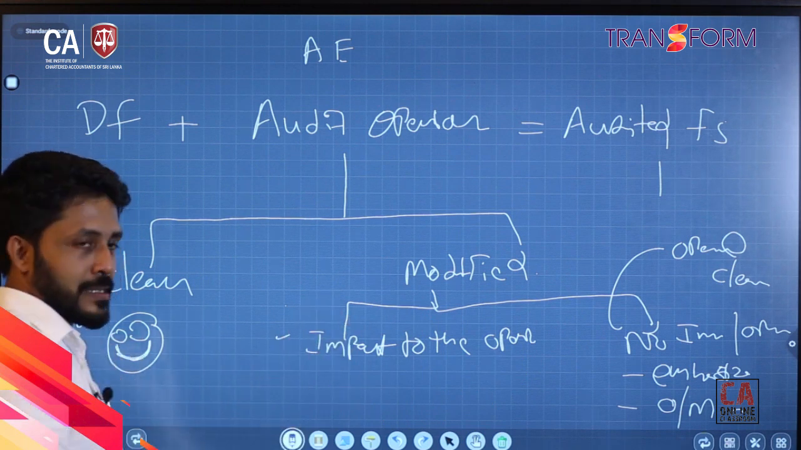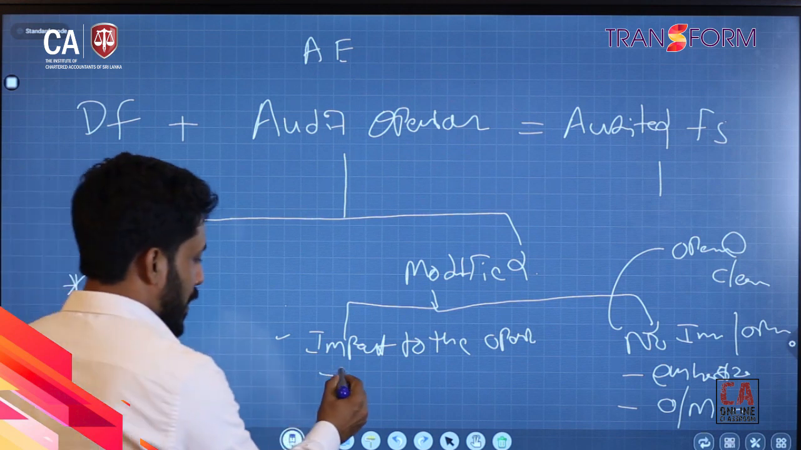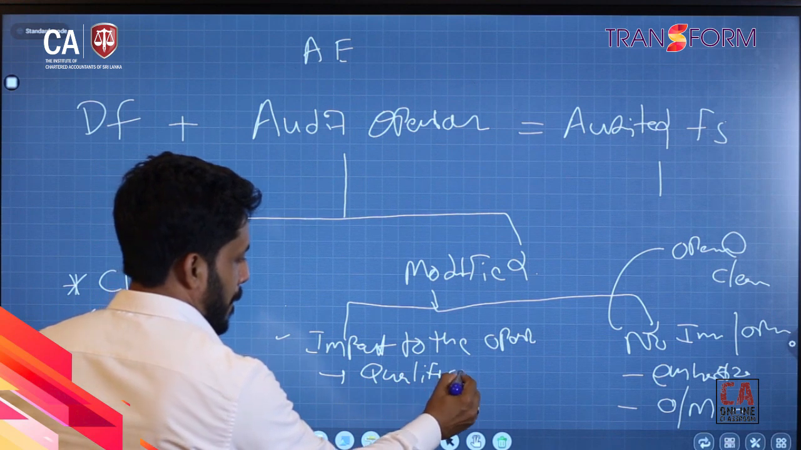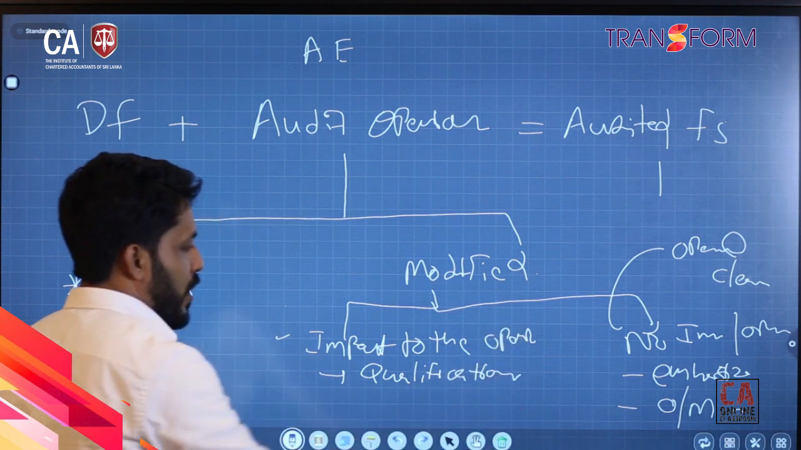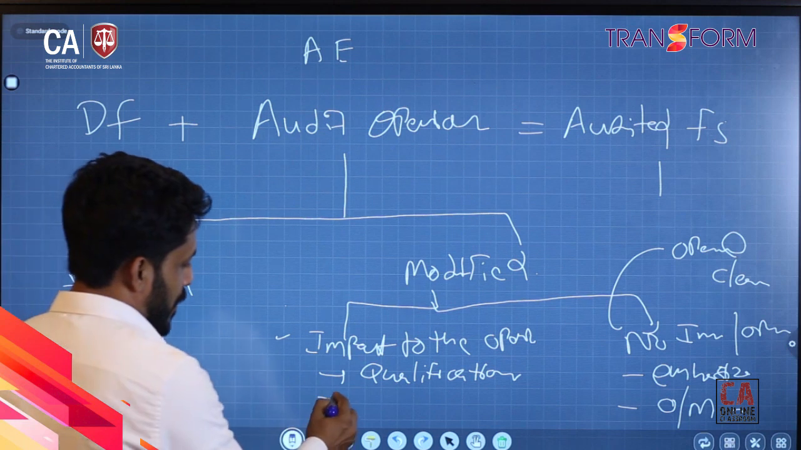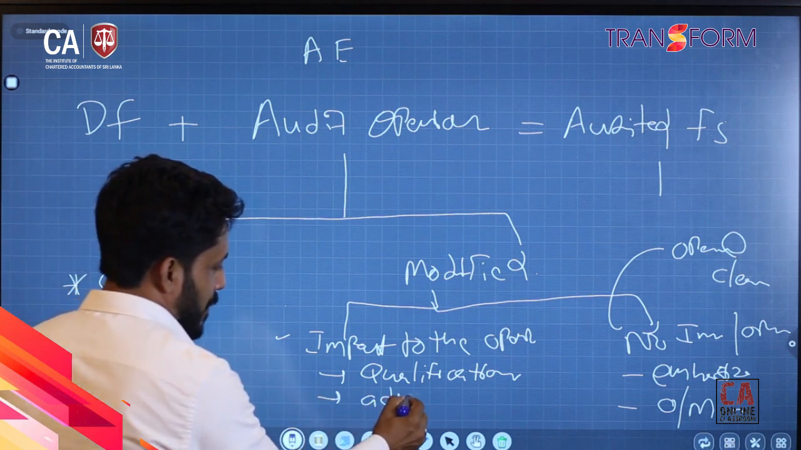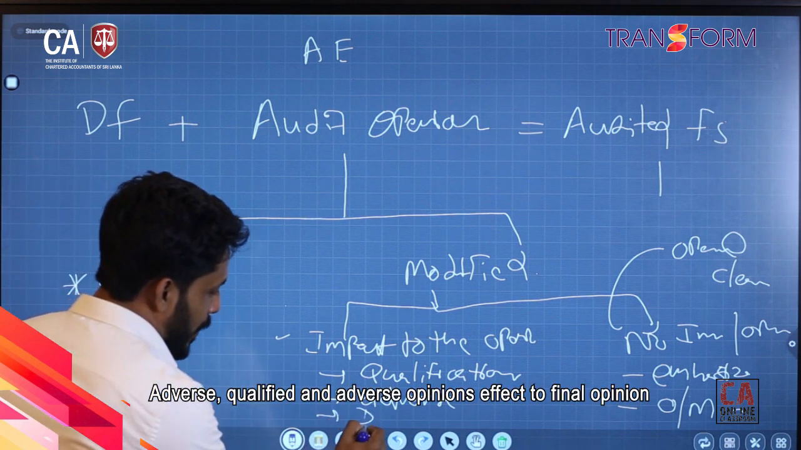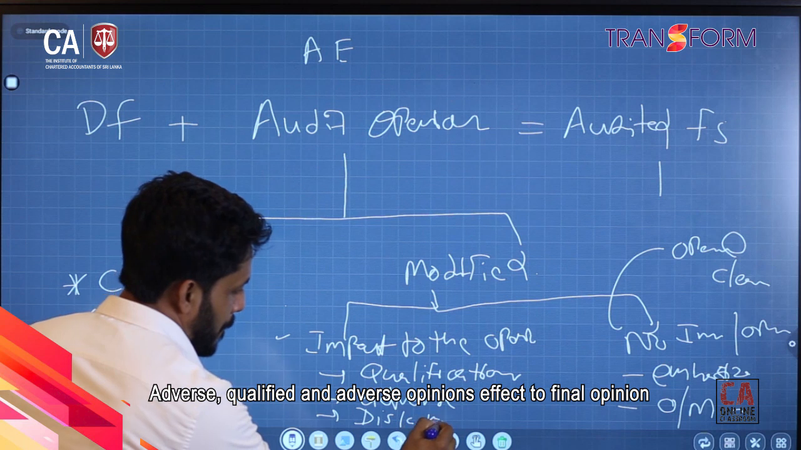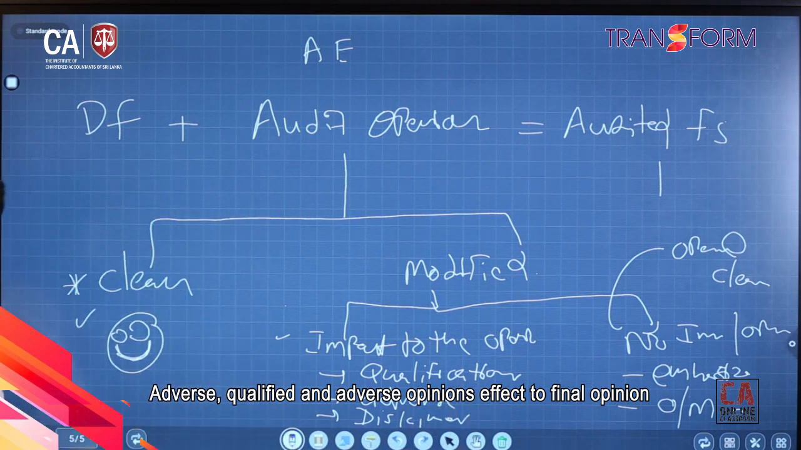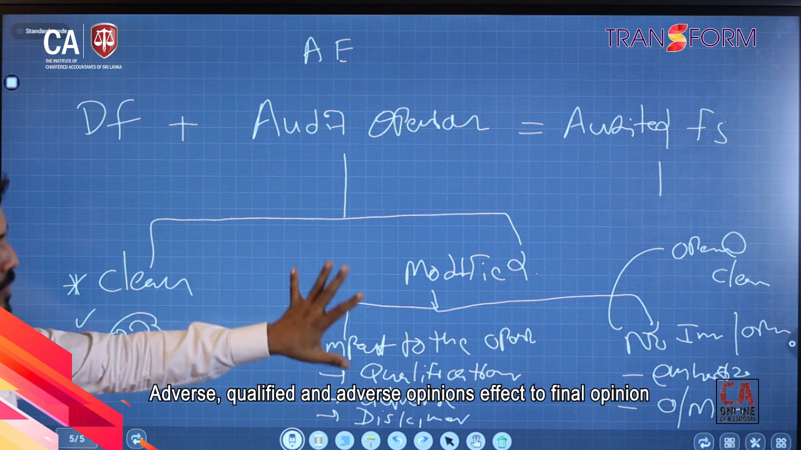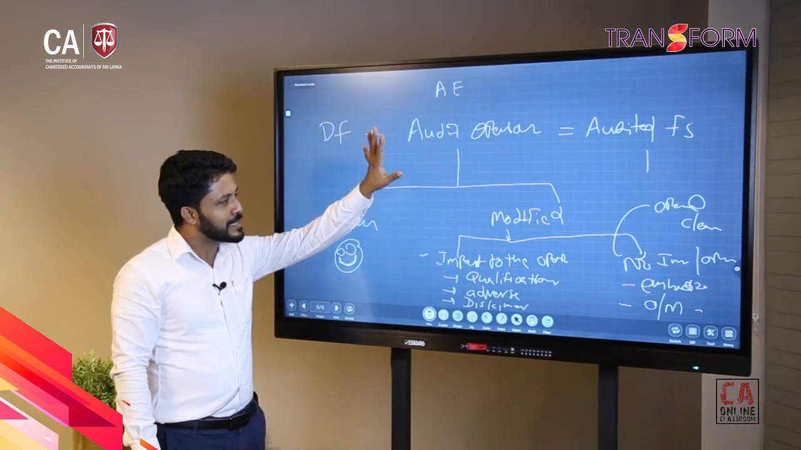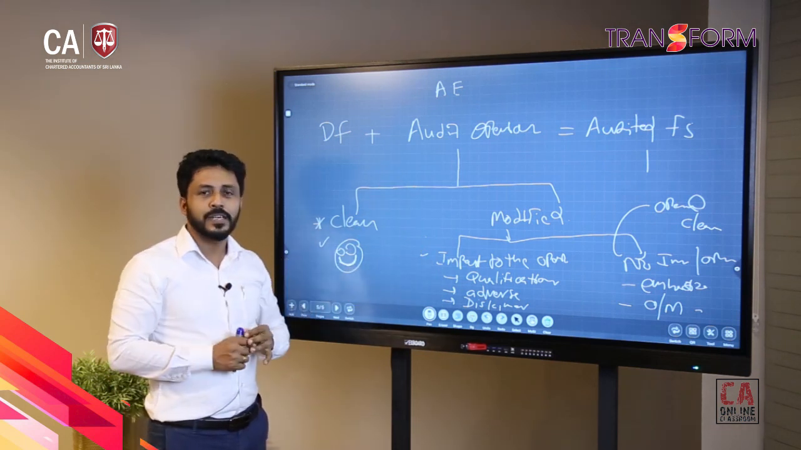And then impact to the opinion may be audit qualification or adverse opinion or disclaim opinion. So this is how basically we are issuing audit opinion. Overall this concept will be discussed in this lecture number 10.